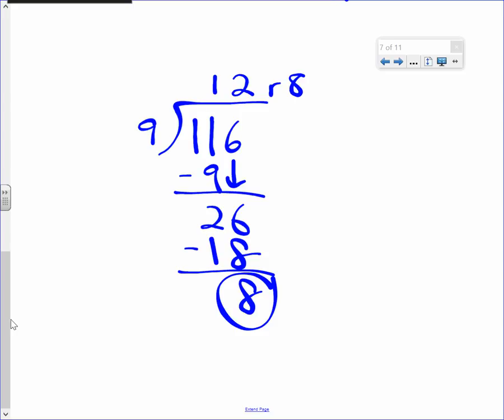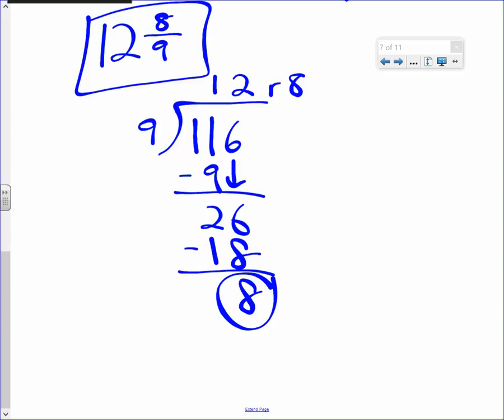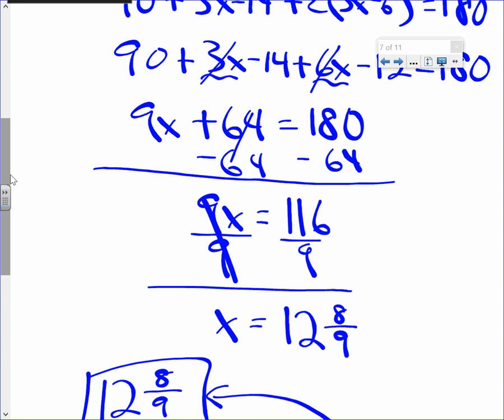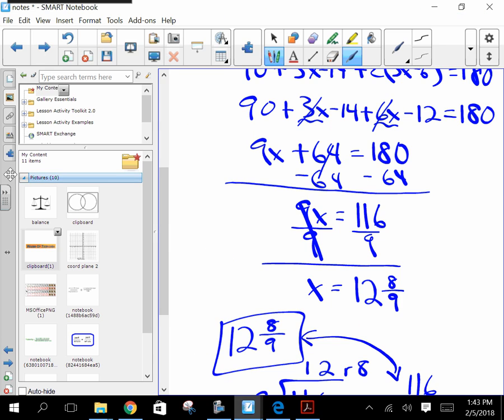So the way to write this out, the quotient is 12. You put the remainder as the numerator, and the divisor as the denominator. So 12 and 8 ninths. Or you can just leave it as 116 over 9, but you have to make sure that it's reduced. And it is. There's no common factor. So I'm just going to leave it as a mixed number. Mixed numbers or improper fractions are equally legitimate. Hence, x equals 12 and 8 ninths. Sorry, but fractions are a part of life that you've got to deal with. I think it's not as hard as it seems.